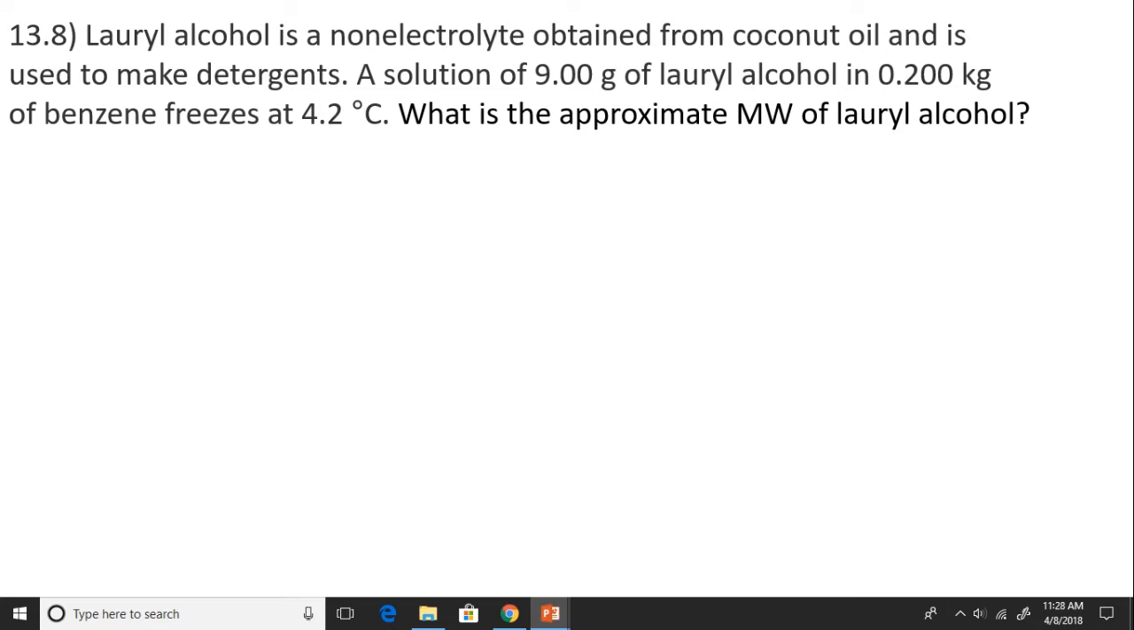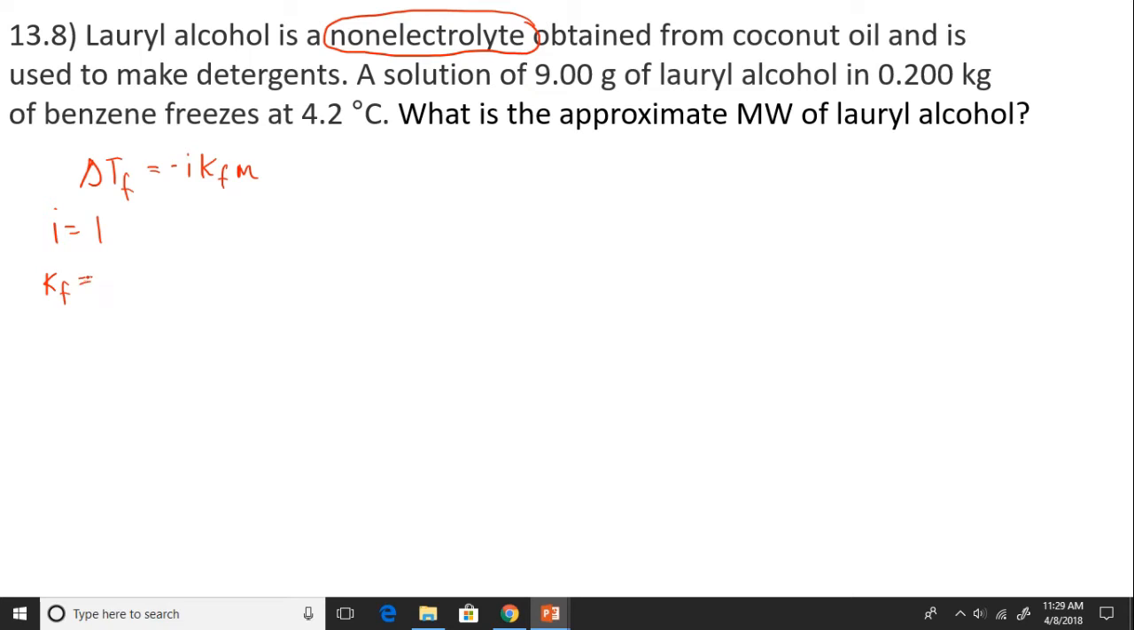Well, we're given mass, we're given kilograms, we're given freezing point, so we should know to use that our delta TF equals our negative i times our KF, our constant for benzene, the freezing point depression, times molality. So we know a few things already. We know i equals 1, and that's because we have a non-electrolyte in solution, so 1 lauryl alcohol in solution.